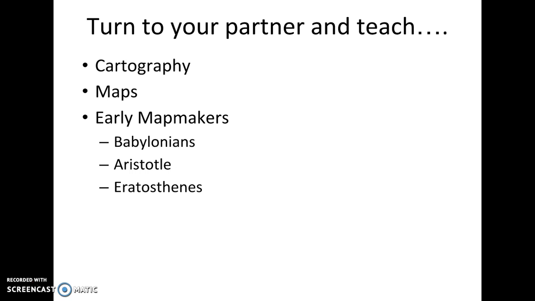Eratosthenes was the first to use the term geography, and geo means earth and graphy means to write, so it truly means to write the earth. He also calculated the Earth's circumference, and he was the first to divide the Earth into 5 different climate zones. So, great contributions to geography.